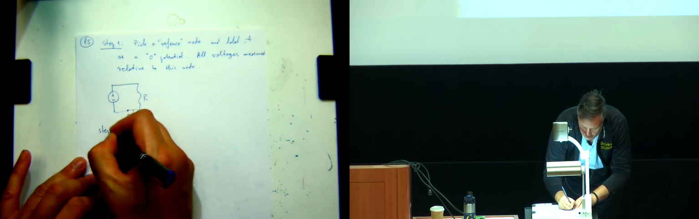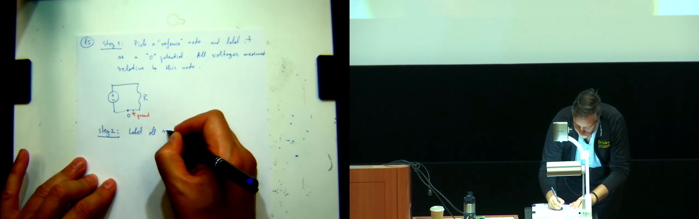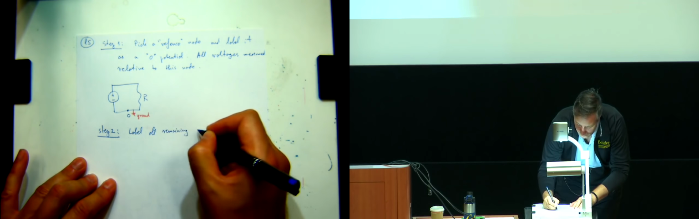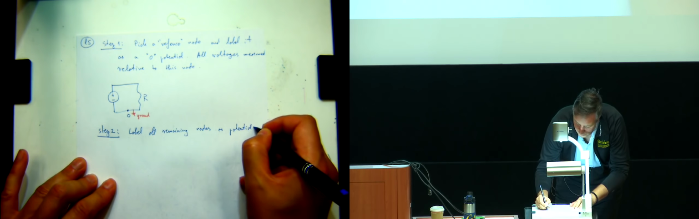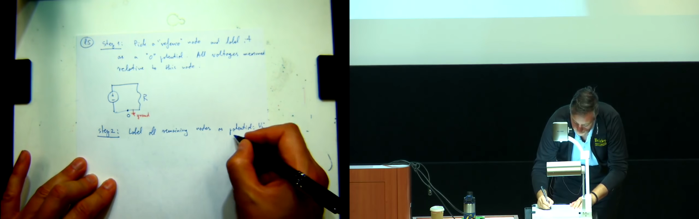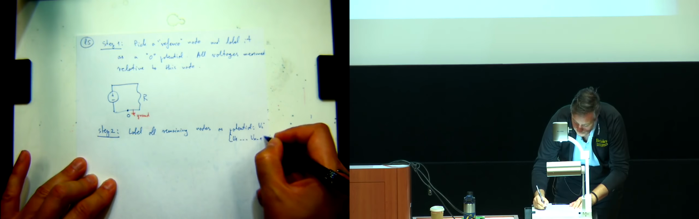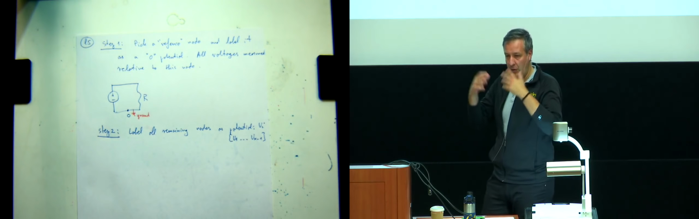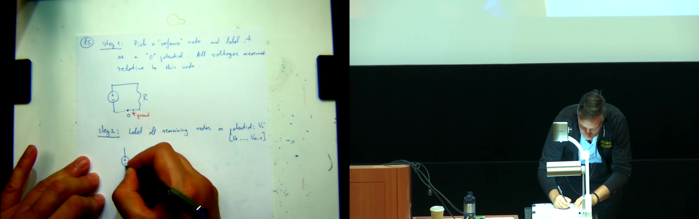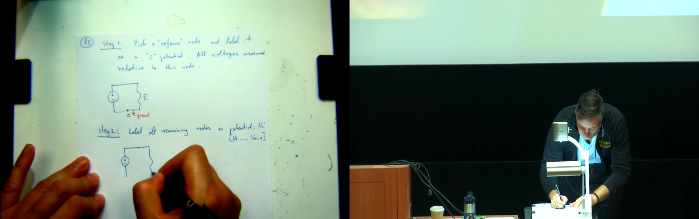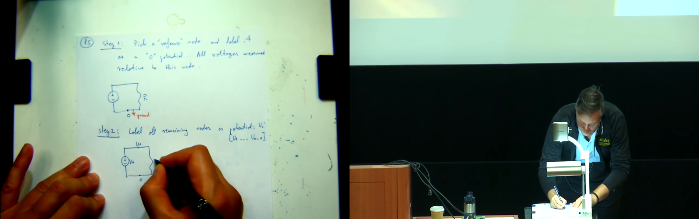Okay, step two. Label all remaining nodes as potentials Ui, so there will be U1 through Un minus 1. If you have n nodes in the circuit, you'll label n minus 1 of them. Here it's a simple one, so we have just one. We've labeled this as 0, and we'll label this as U1.